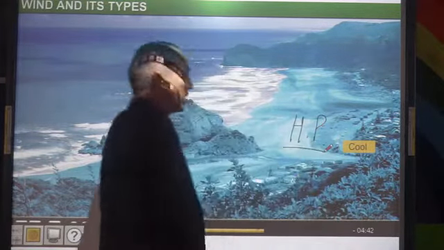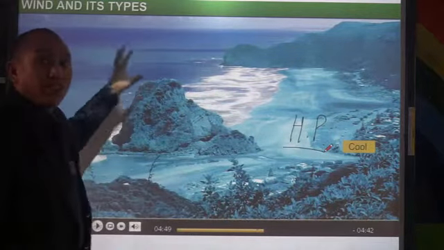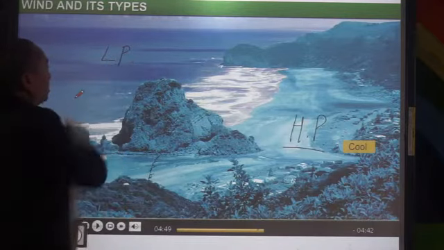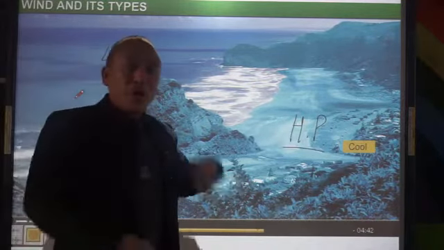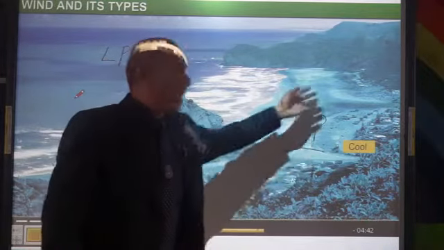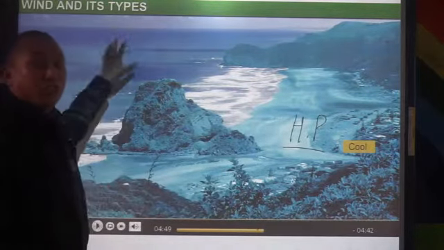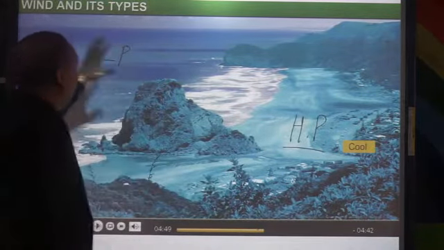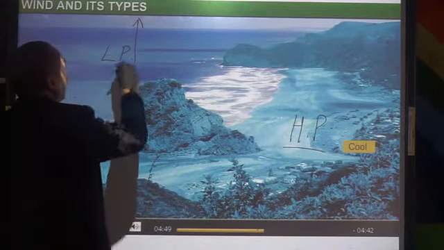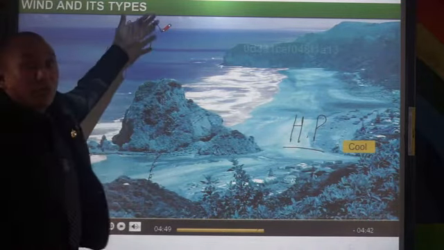It experiences what? High pressure. The land will experience a high pressure. And the sea, being warmer during night time, will have a what pressure? Low pressure. See? During night time, it's the opposite. Land is cooled faster than the sea, therefore the air is very cold. And the sea is warmer compared to the land, and therefore they experience a low pressure. So what will happen? The warm air from the sea starts to rise up.